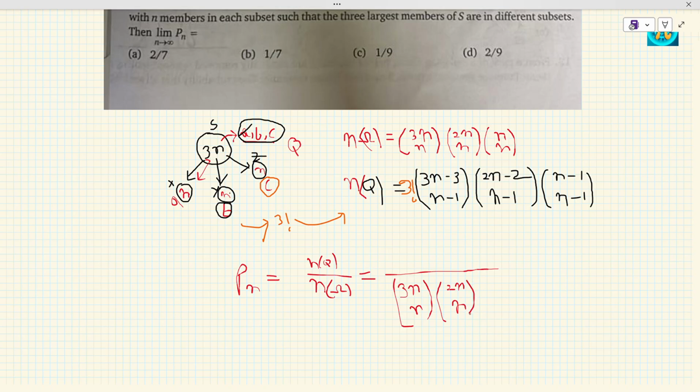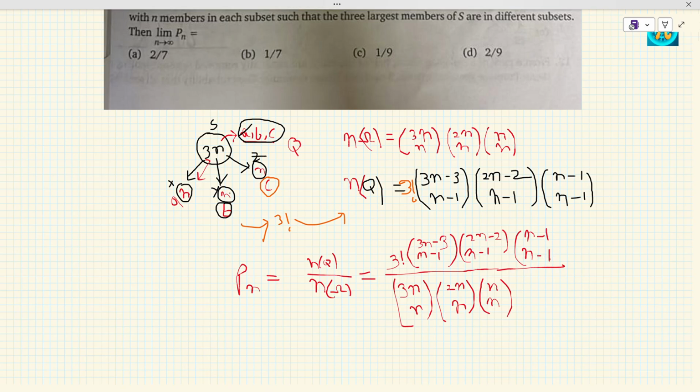and finally we are going to add n cn, and in the numerator we have gotten n of q, that is 3 factorial into 3n minus 3 cn minus 1, and 2n minus 2 cn minus 1, and at last n minus 1 cn minus 1.